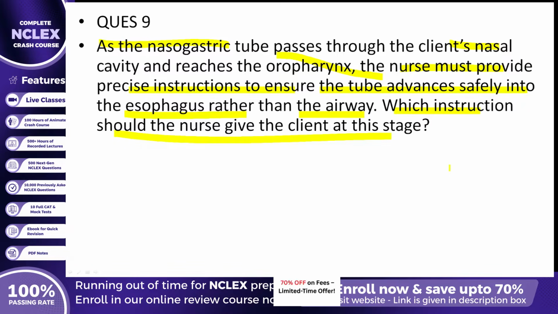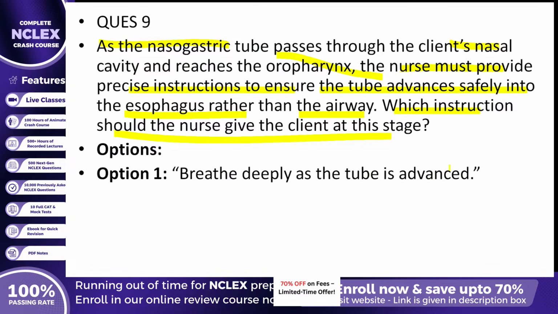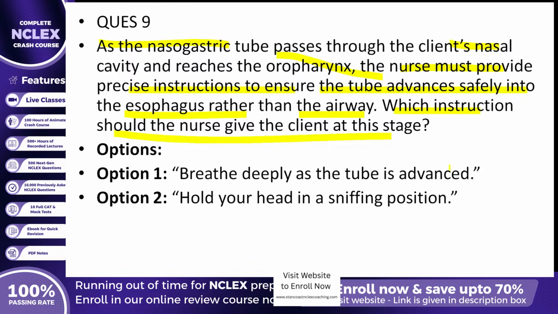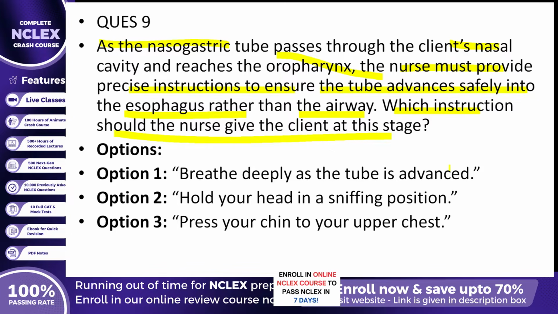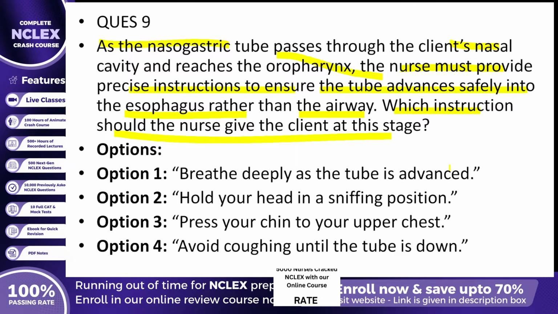Here are the options to consider carefully. Option 1 suggests, breathe deeply as the tube is advanced. Option 2 advises, hold your head in a sniffing position. Option 3 instructs, press your chin to your upper chest. Option 4 directs, avoid coughing until the tube is down. The correct answer is option 3, press your chin to your upper chest.